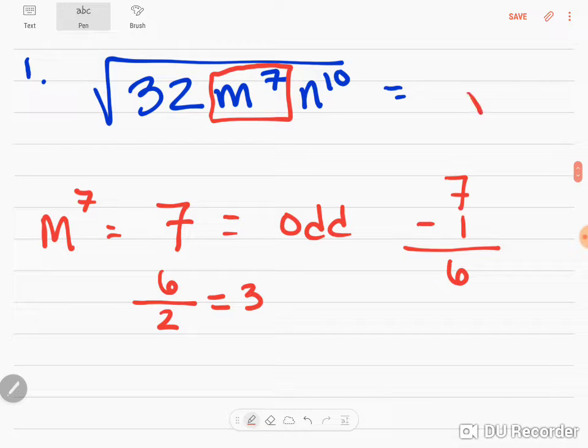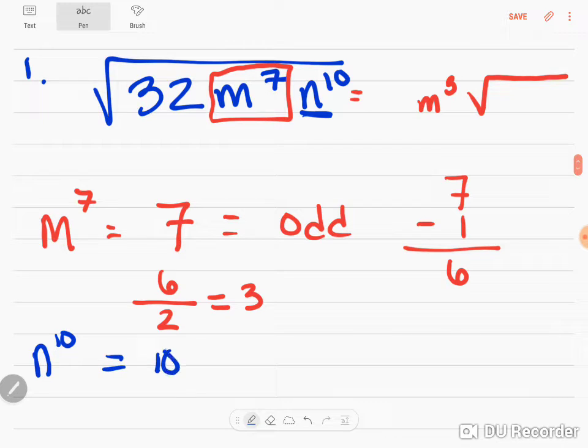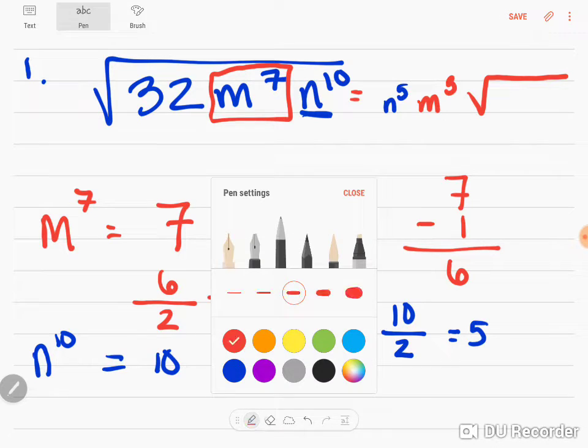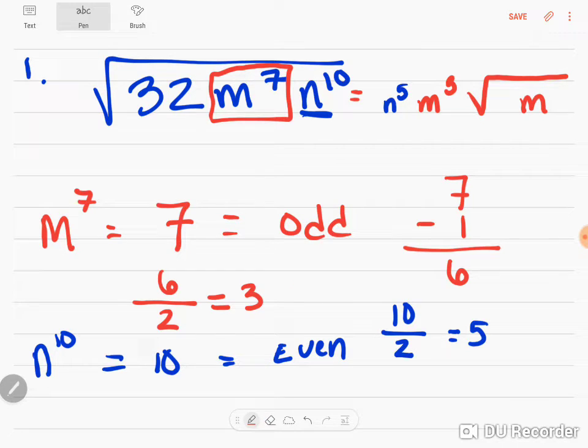So I put that out here. I have m to the 3rd power. Let me erase that. Equal. All right, and now let's look at the n. N to the 10th. That is an even number. All right, so I can do 10 divided by 2, and that gives me 5. So I have n to the 5th power. Sorry, I forgot to write that m inside of there.